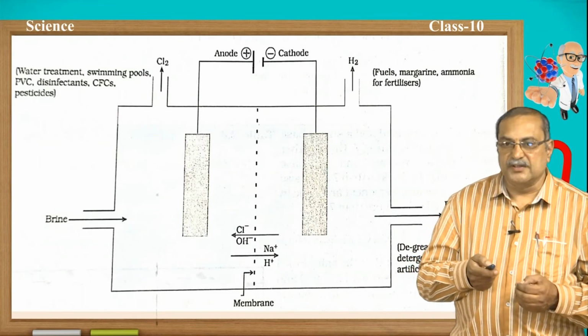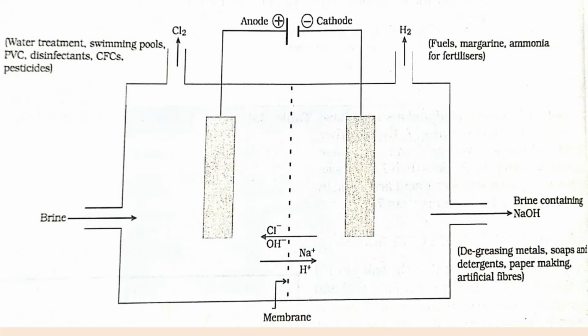So how do they do this? This is an experiment. See, this is the tank, and there is a thin or porous membrane in between, and there are two electrodes. One is the anode, positively charged, connected to the positive terminal, and the cathode connected to the negative. There are two openings on the upper side and two on the lower side. On one side we send the brine solution into the tank, and the other two are for the gases coming out, chlorine and hydrogen. Chlorine comes out towards the anode, and hydrogen comes out towards the cathode.